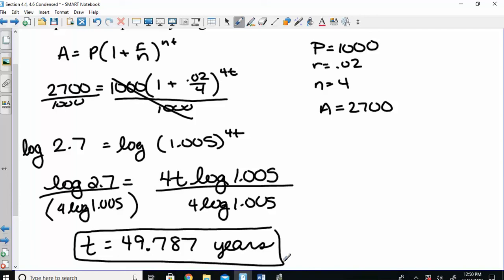We get 49.787 years. Okay, we've done these interest problems before. It was just you never had to solve for your t before. You were usually solving for the rate or something like that where we didn't need logs to do it. So I'm just switching what we're solving for, so in order to do that we need a log. Any questions about this?